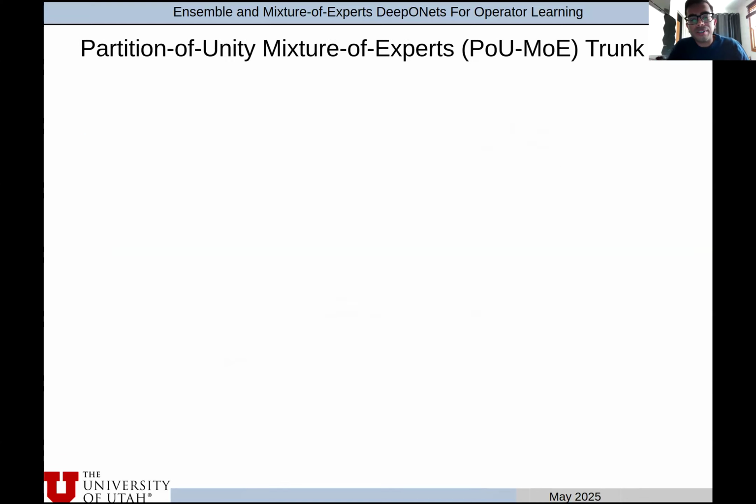One of the things that we wanted to do in this work was use DeepONets to learn the solution operators of partial differential equations that have interesting local features. And naturally, our attention turned towards something from the scientific computing literature, which is called partition of unity. So we tried to incorporate that into DeepONets. The way we did it is by creating what we call a partition of unity mixture of experts trunk.